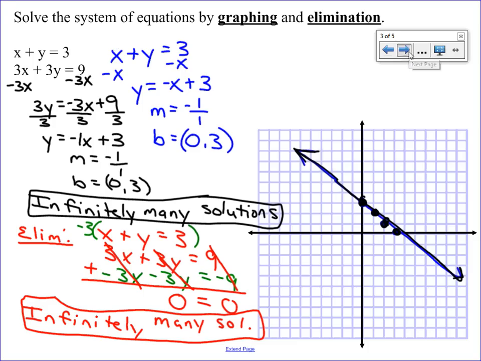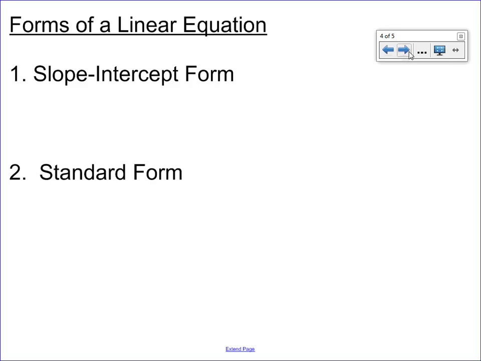The last thing we're going to finish up with here is just looking at the different forms that we've been dealing with for a linear equation. Now we all know that slope-intercept form is y equals mx plus c. The reason we're coming back to this is you're going to now see a mixture of problems. So it's not going to be obvious whether you should solve by graphing or substitution or elimination. So you're going to have to make that call yourself.